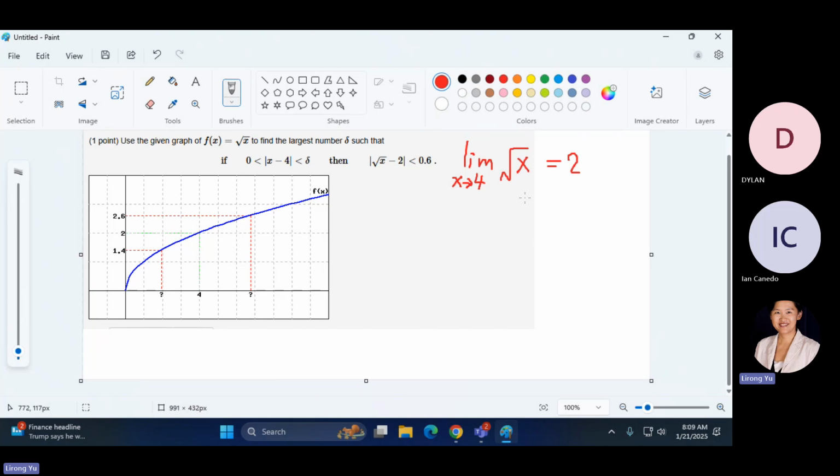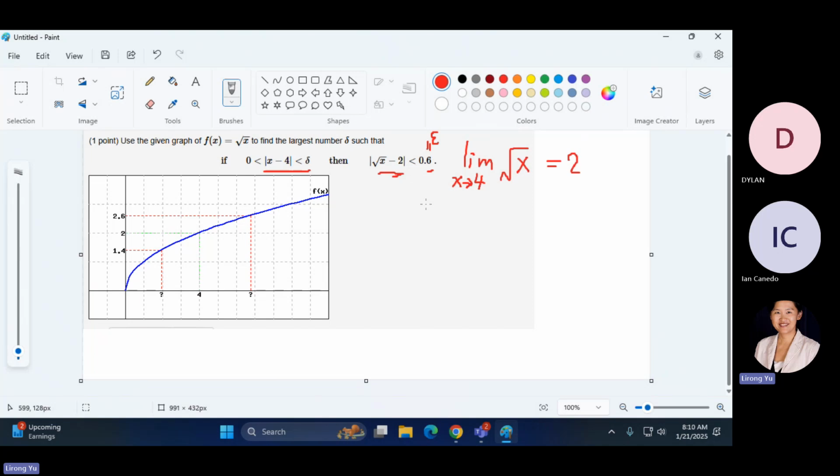Choose any epsilon, then we can choose a proper delta. Whenever x is closer to 4 by delta distance, then root of x is closer to 2 by epsilon distance. Epsilon is an arbitrary choice. In this example, we're choosing epsilon to be 0.6. We're proving that we can find a number such that whenever x minus 4 is smaller than that number, then root of x and 2 are closer than epsilon. So our target is to make root of x minus 2 less than 0.6.